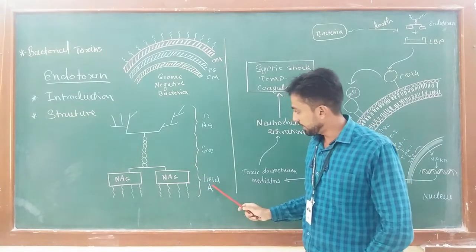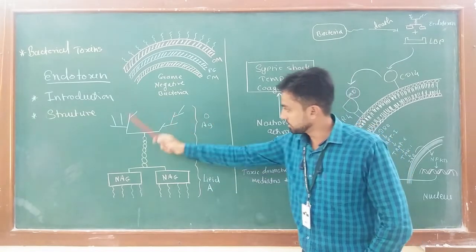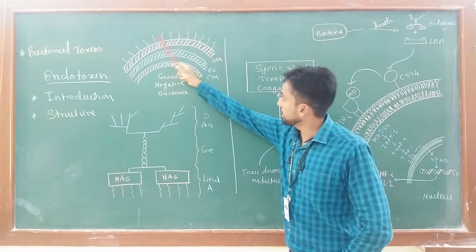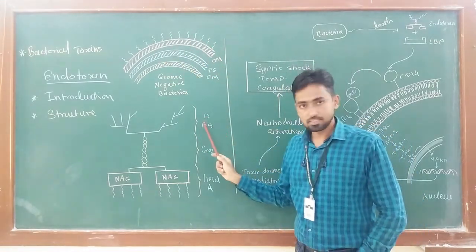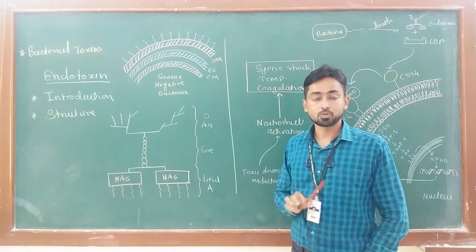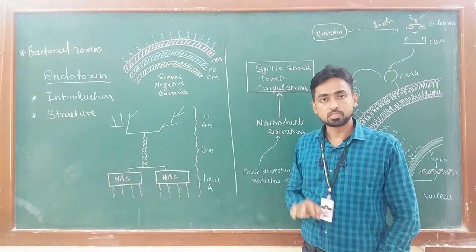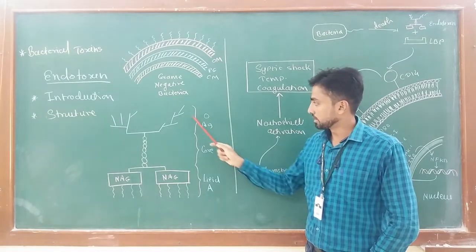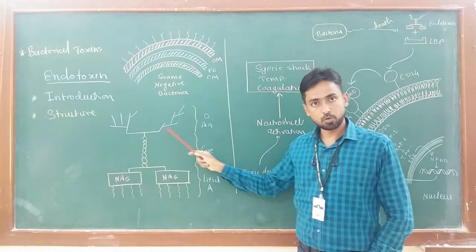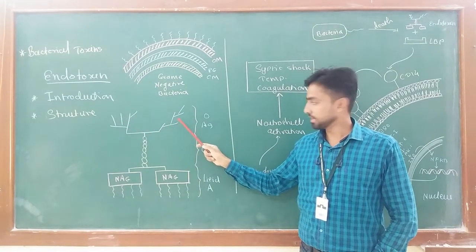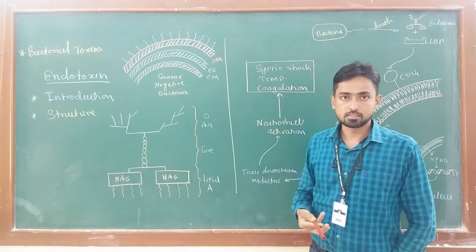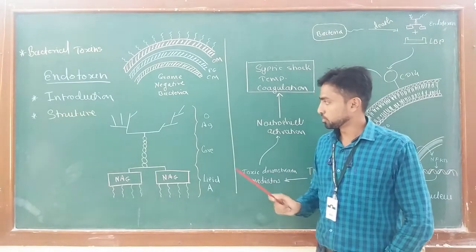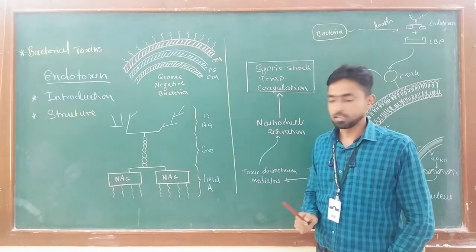Now this lipid A is connected to O antigen through the core. The O antigen is generally present outside the outer membrane, and it is a chain of sugar molecules. It is a polysaccharide which is immunogenic in nature but non-toxic. That means it is recognized by the antibodies in our body, and an immune response is generated against the O antigen, but this O antigen does not play any role in the toxic property of the endotoxin.